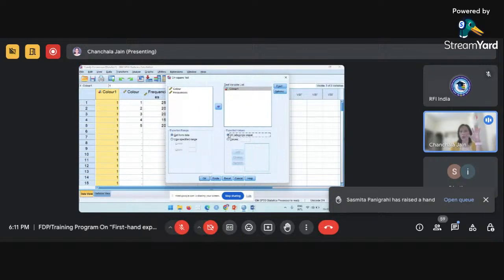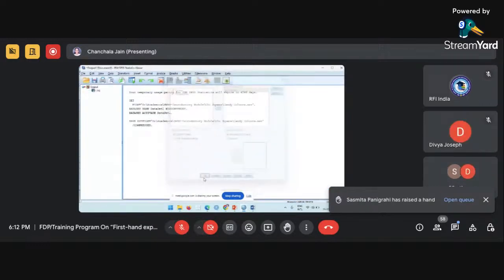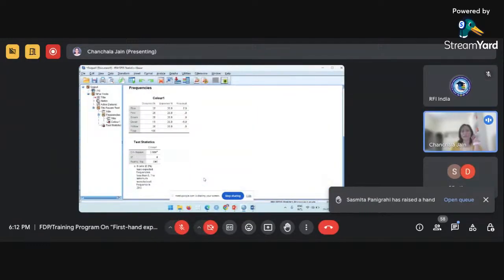So I think this is all you need to do, and then you can press OK to get the output. I think I'm all set. May I click on OK? Yes, ma'am. So once you click on OK, in a few seconds you would be able to see its output.